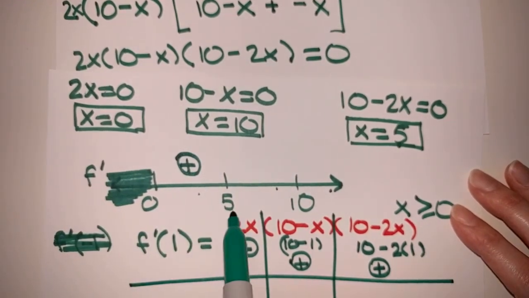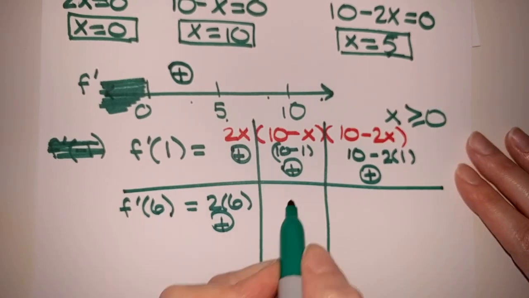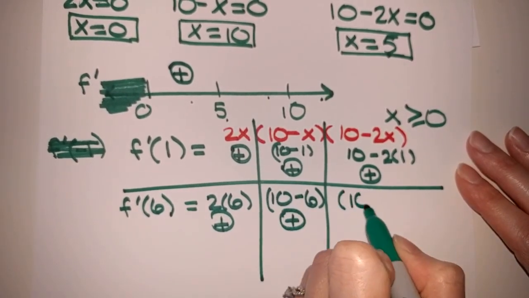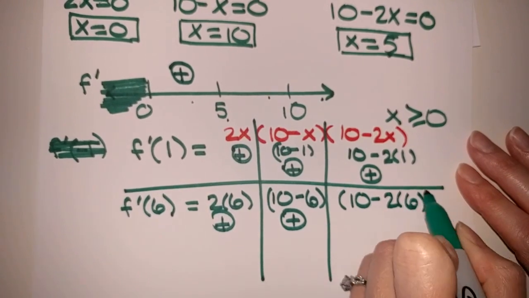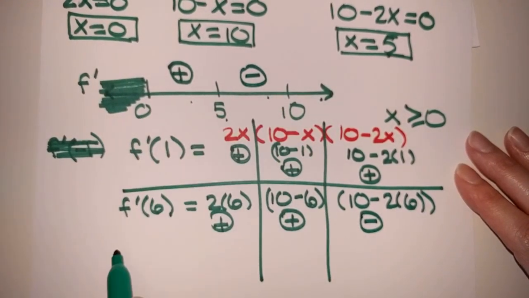All right, so then we plug in something between 5 and 10. So I might plug in, let's say 6. So that's going to give us a 2 times 6, which will give us a positive. And then 10 minus 6, which will give us a positive. 10 minus 2 times 6, which will give us negative. So that's evaluating to be a negative.